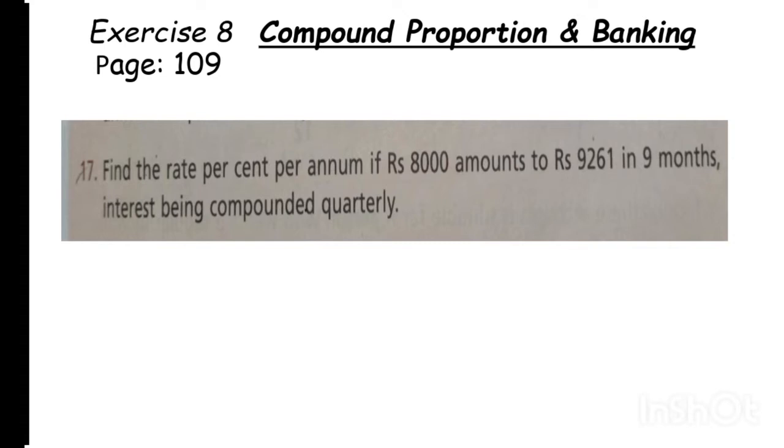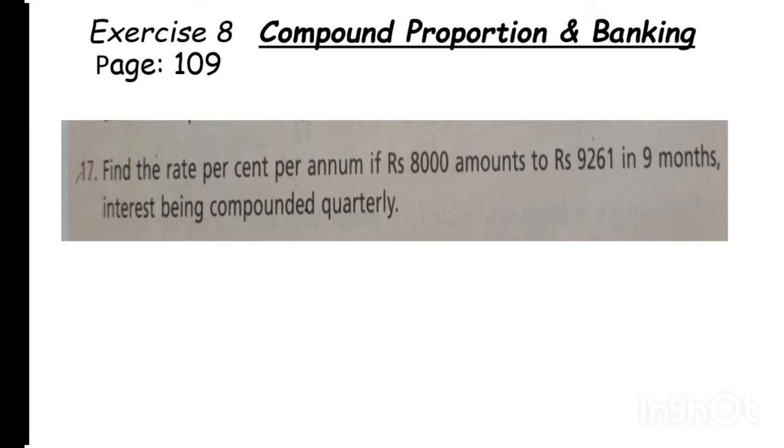Find the rate percent per annum if rupees 8,000 amounts to rupees 9,261 in 9 months, interest being compounded quarterly. This question is pretty similar to the questions that we have done previously in this exercise. But the only exception here is that the interest is compounded quarterly, whereas in previous questions, interest was either compounded annually or semi-annually. But in this question, interest is compounded quarterly.